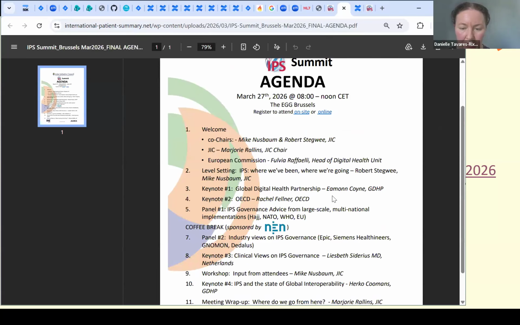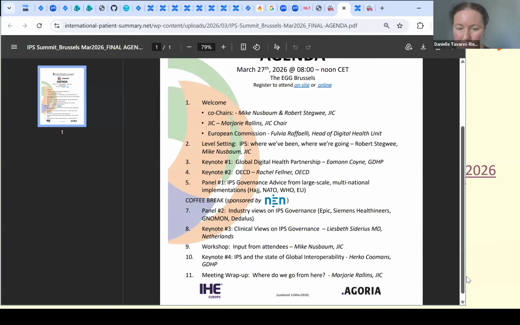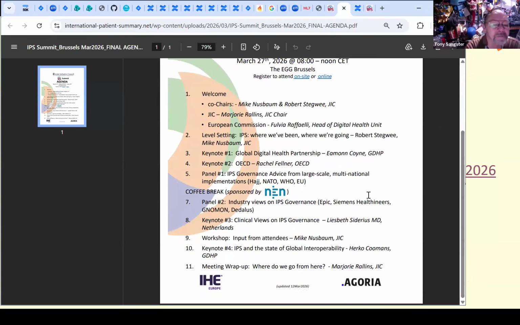So the agenda is going to go through a lot of things around, I think, the international nature of IPS and getting some advice from both jurisdictions and from large-scale multinational implementations. And looking at where does IPS go from here to make sure it stays truly international, noting the necessary work that different jurisdictions like us are doing to make sure that it works within the country setting that we need it to. So I think that's really the focus.